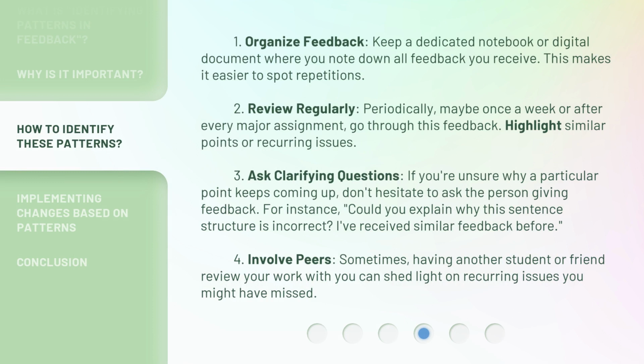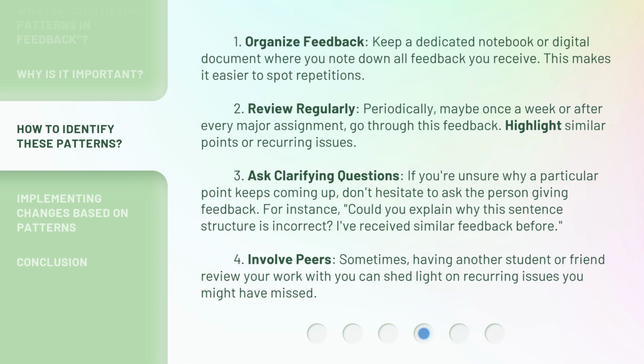1. Organize feedback. Keep a dedicated notebook or digital document where you note down all feedback you receive. This makes it easier to spot repetitions. 2. Review regularly. Periodically, maybe once a week or after every major assignment, go through this feedback. Highlight similar points or recurring issues.